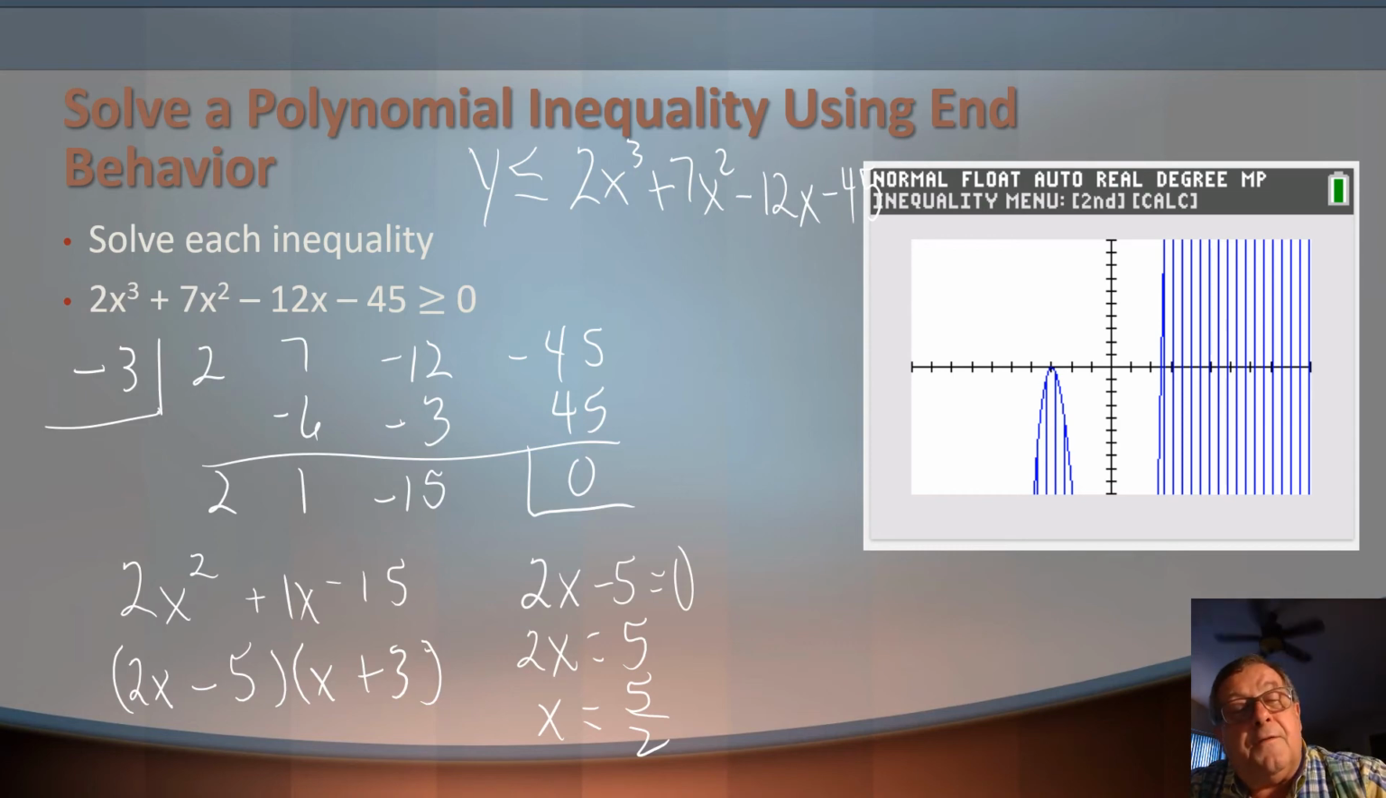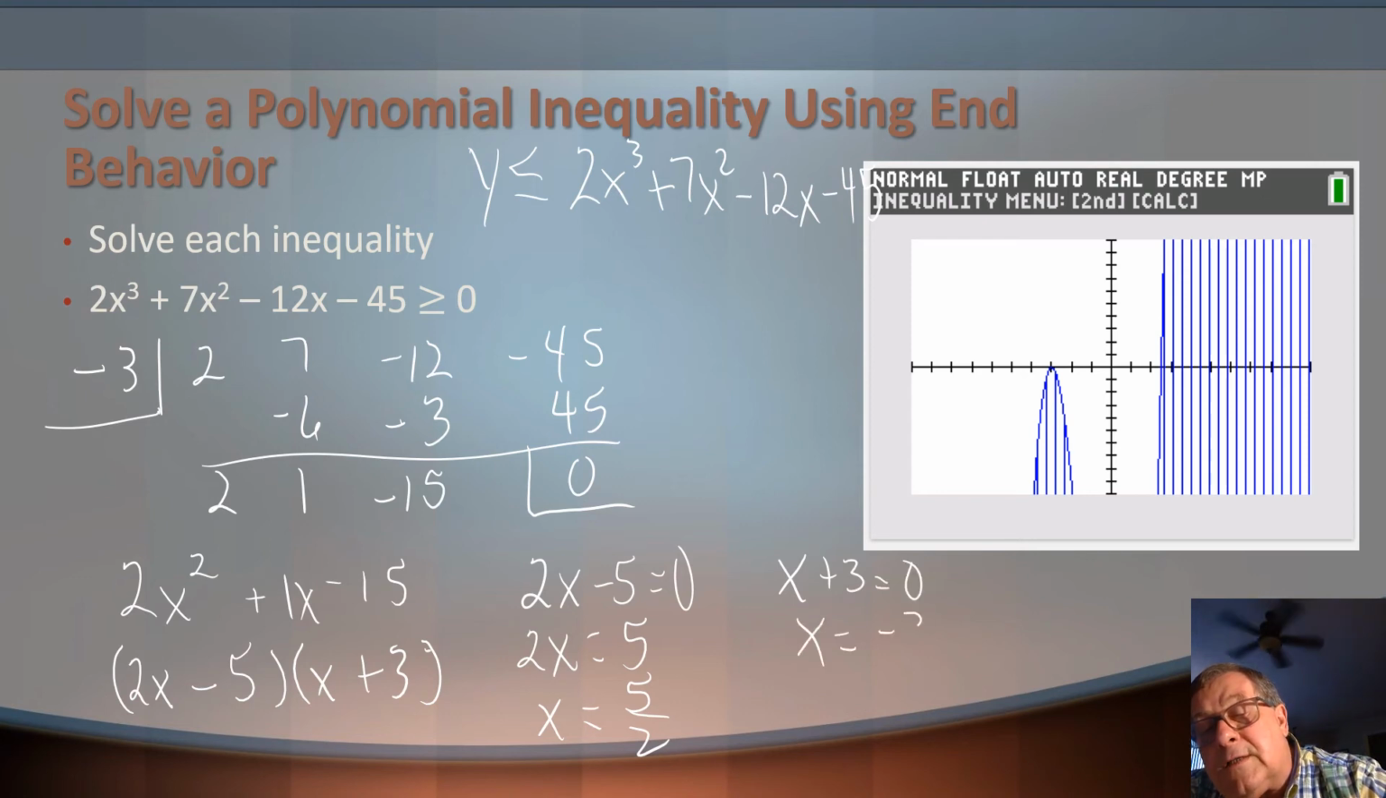And let's see, I got the other factor, which was x plus 3. Let's go x plus 3 equals 0. X, well, shazam, look, that's negative 3 again. So I've got a 0 at negative 3 with a multiplicity of 2. And if I think about it, that would be true because I'm bouncing off that x-axis over here at negative 3. And then from 5/2, it looks like x goes all the way out to infinity. So I'm going to have a union in my solution set.